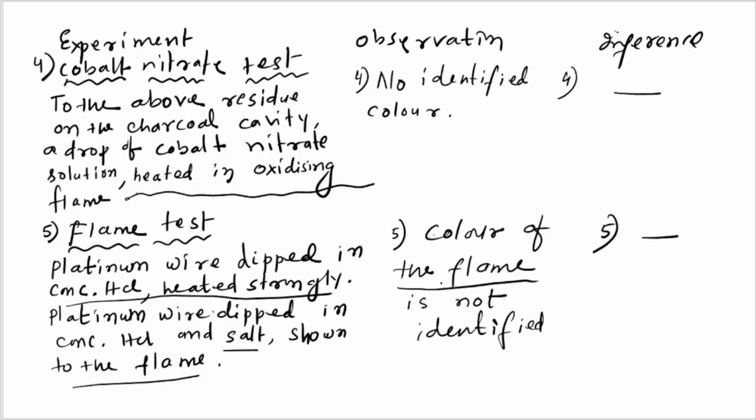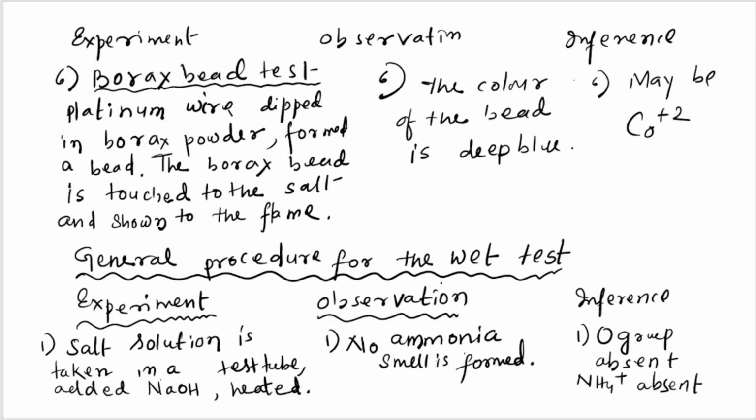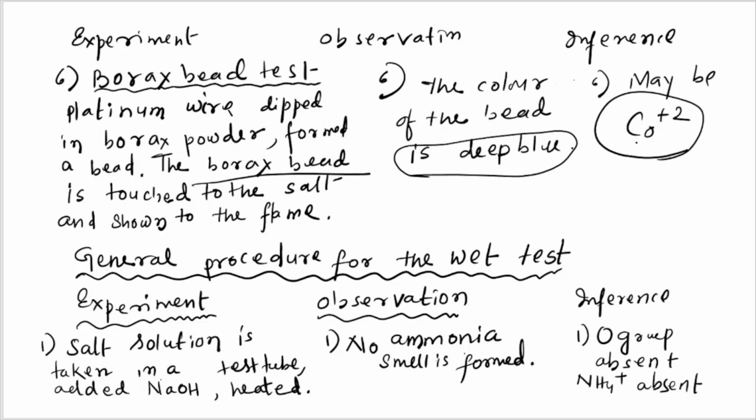Then comes the borax bead test. The borax bead test is very important because the salt is purple. A platinum wire dipped in borax powder forms a bead. That borax bead is touched to the salt and shown to the flame, and a bead is formed on the top of the platinum wire. What is the color of the bead? It is deep blue. That is very important. If the color of the bead is deep blue, then it is Co+2. Now this is completed.